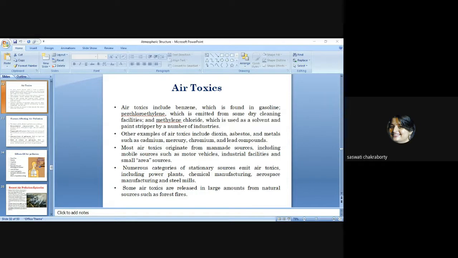These are used in industries, and when they are emitted from these industries as fumes, they do affect the air of the locality. In the long run they affect the locality at large. Okay, other examples of air toxicity include asbestos sheets.